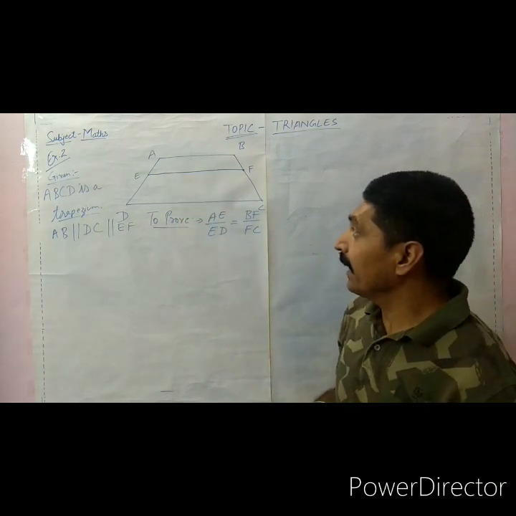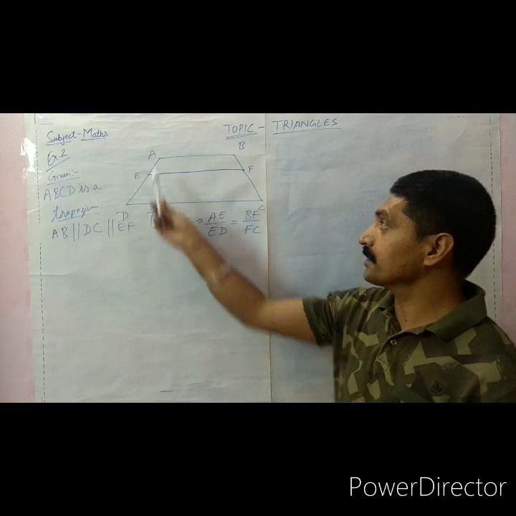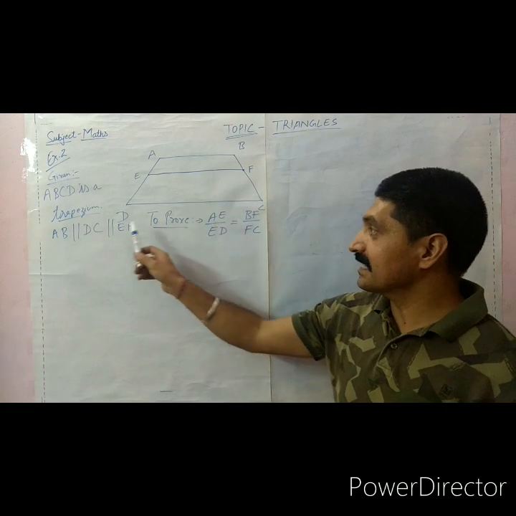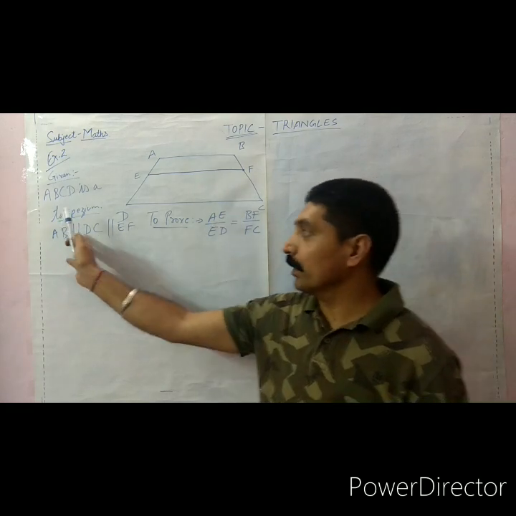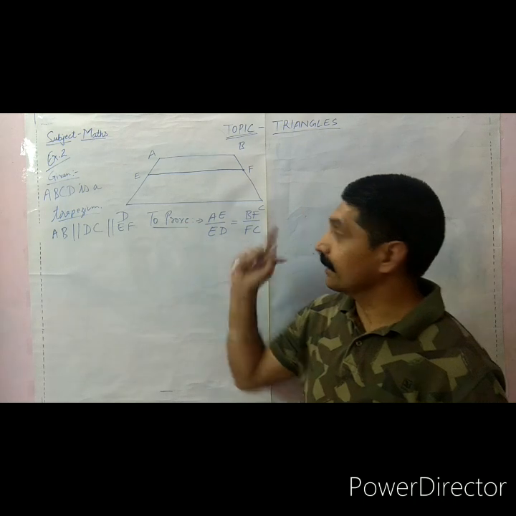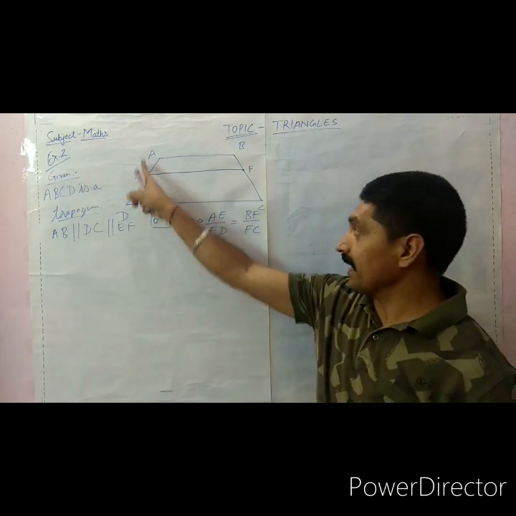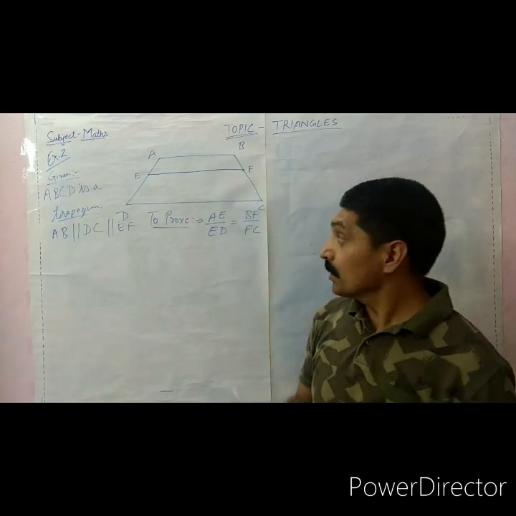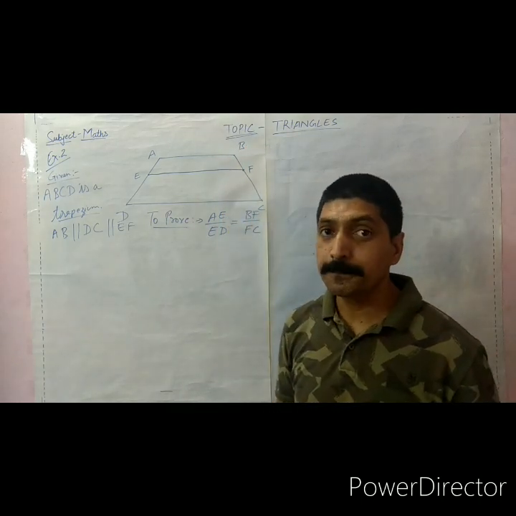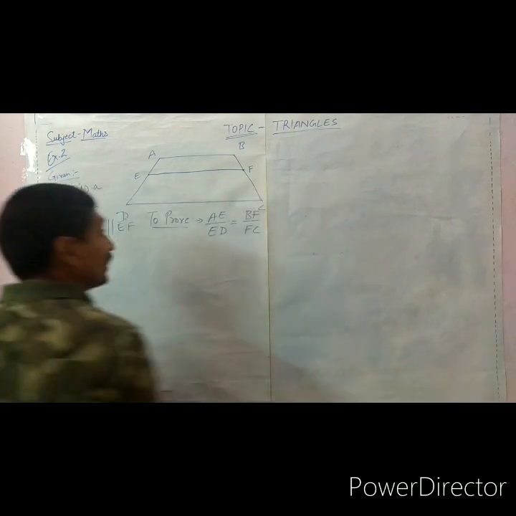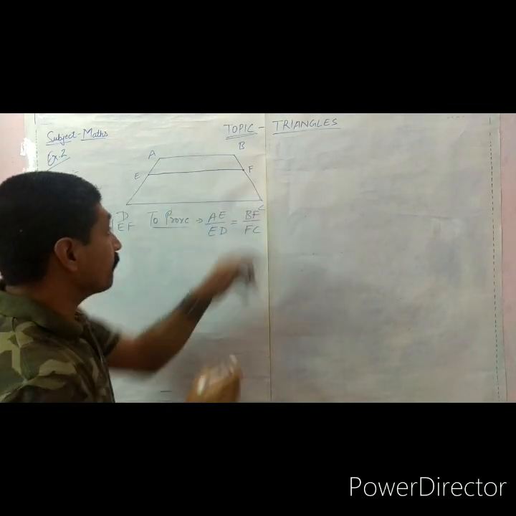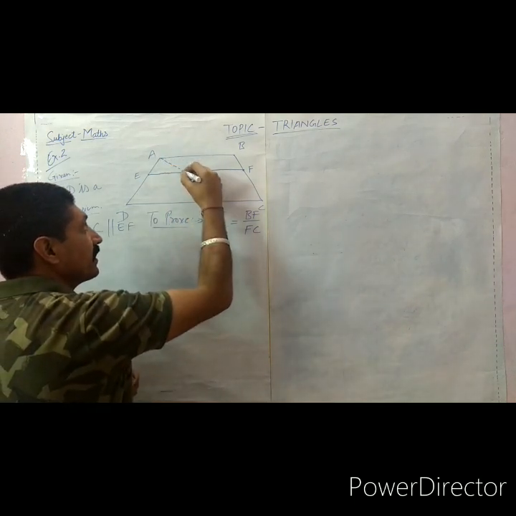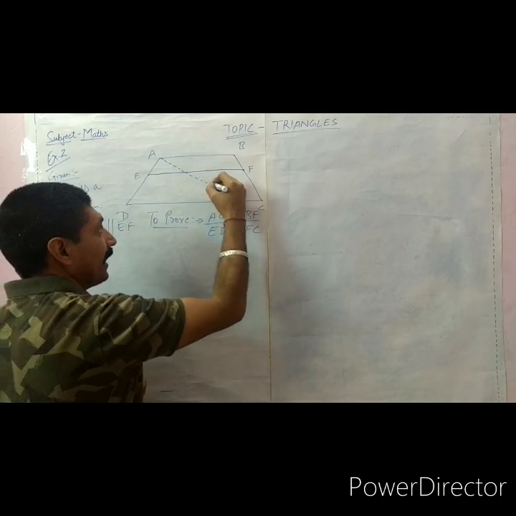ABCD is a trapezium and E and F are points on the non-parallel sides in such a way that EF is parallel to DC, and further we know AB is also parallel to EF. And we want to prove that AE upon ED is equal to BF upon FC. So how to prove it? We have to go for one construction. Join A with C.